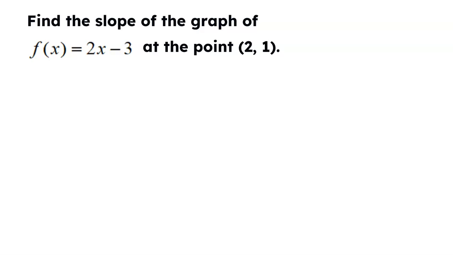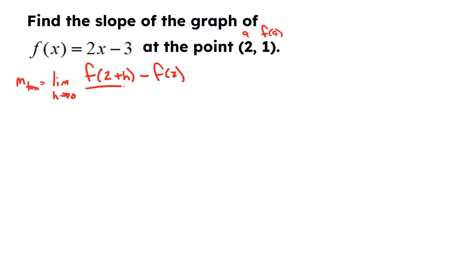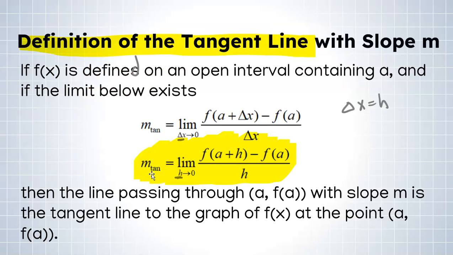All right, so let's find the slope of the graph 2x minus 3 at the point (2, 1). Essentially 2 is my a value and 1 is my f of a. Now I'm just going to use the formula. The slope of the tangent line is the limit as h approaches 0 of f of, now I'm no longer using a because I actually have an a value, 2 plus h, minus f of 2, that's my f of a, all divided by h. Again, I'm literally using the formula. Let me go back to it real quick. All I'm doing is now I have a specific problem where a is 2.